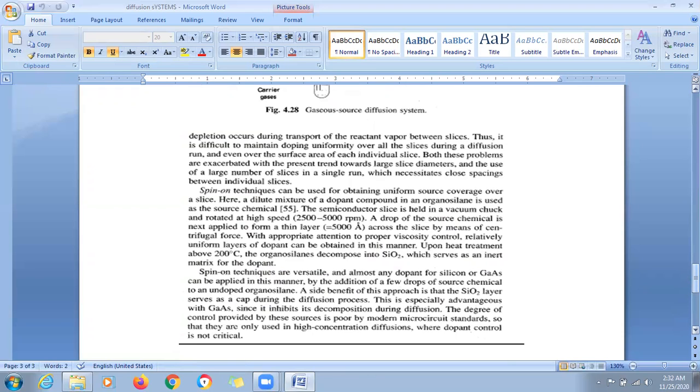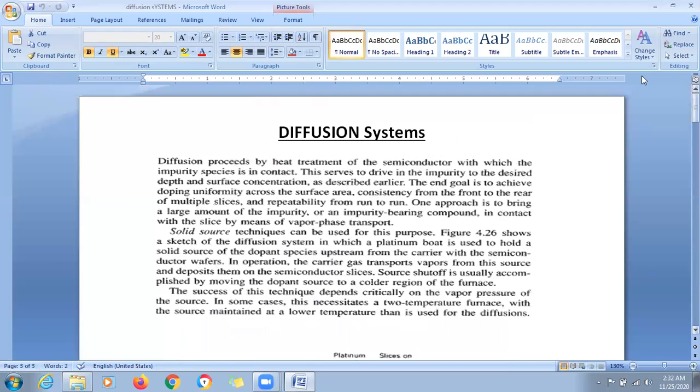There is one side effect of this technique. The side effect is that silicon dioxide layers serve as a cap during the diffusion process. This is basically advantageous with gallium arsenide. So this is all about diffusion systems. In the next lecture, we will discuss various diffusion sources for different types of dopants.